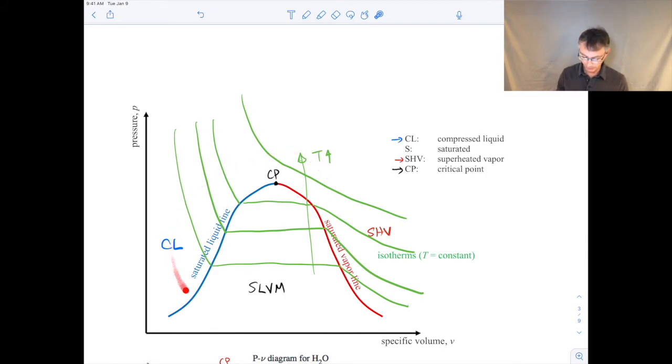So that's just kind of a rough sketch, and this is the kind of sketch we'll use all the time. Again, the blue line here, just as a reminder, is 100% liquid. This one is 100% vapor, and they're called saturated liquid and saturated vapor.